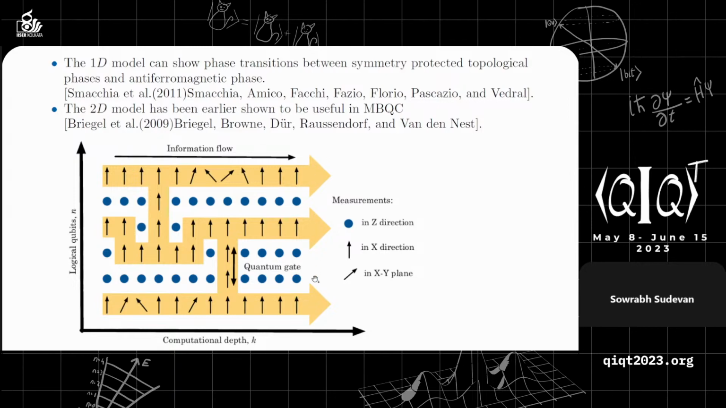Sorry, you will get the result of the computation. So instead of applying unitaries, you apply a series of measurements along one direction. So the 2D cluster state has been shown to be useful for this.